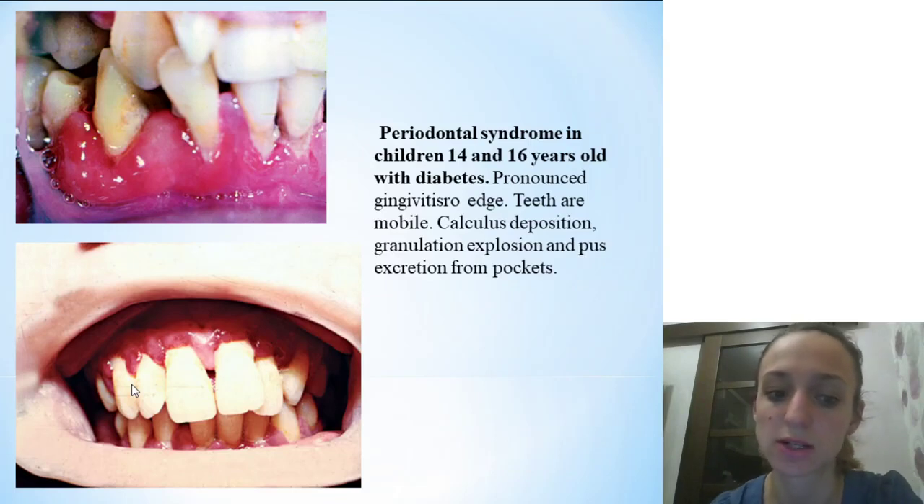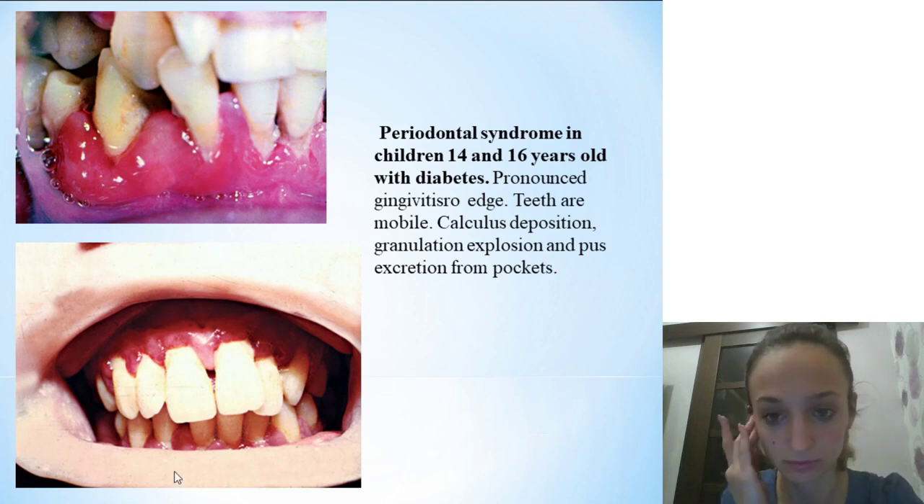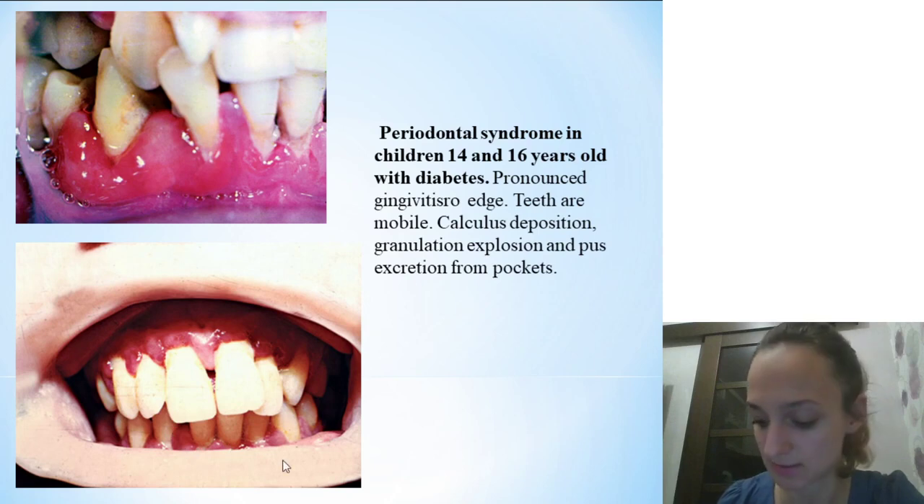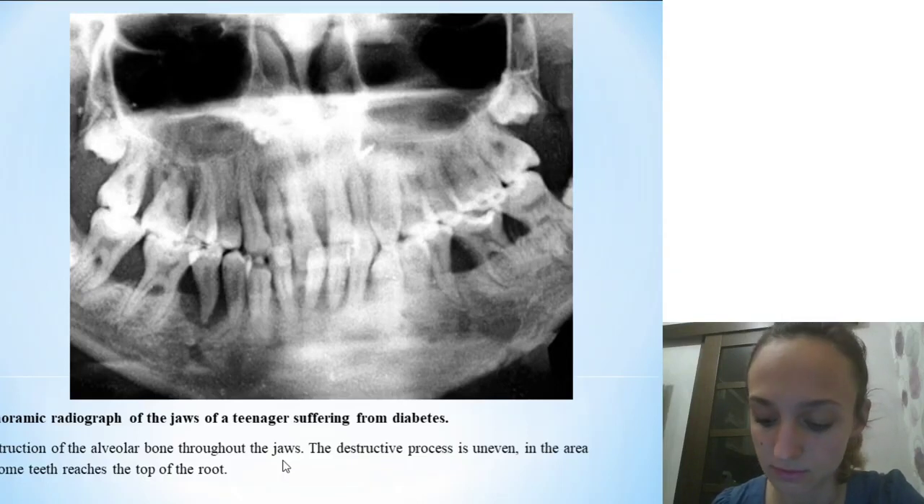And in these pictures you can see periodontal syndrome in children 14 and 16 years old with diabetes. Teeth are mobile, with calculus deposition, granulation, and pockets. Panoramic radiograph of the jaws of teenagers suffering from diabetes. Destruction of the alveolar bone. Please look.